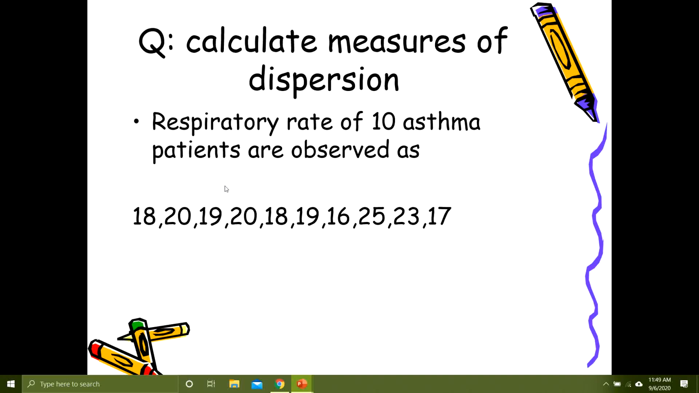The range is the identification of the maximum value, which is 25, and the minimum value, which is 16 in this case. So the range will be 25 minus 16, that is 9. So the range of the respiratory rate between asthmatic patients is from 16 to 25, that is equal to 9. Fine.